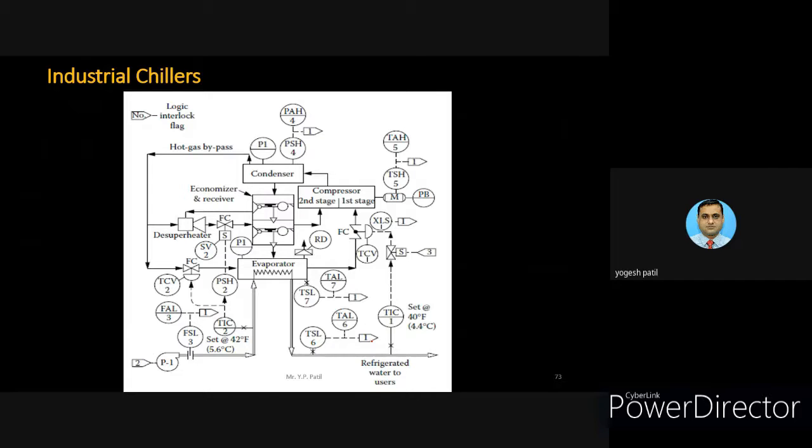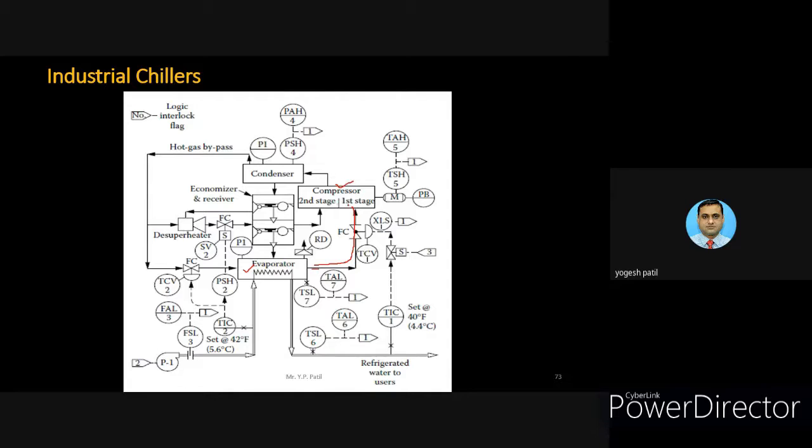Industrial chiller control. So this is the P&ID diagram of the chiller, one type of industrial chiller. Maybe not in detail, but many things are mentioned here. If I highlight some of the introductory part, you can see that the evaporator is there. The output of the evaporator, on this side, is connected to the compressor.